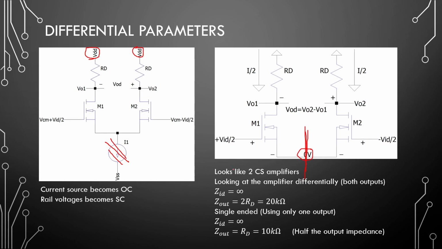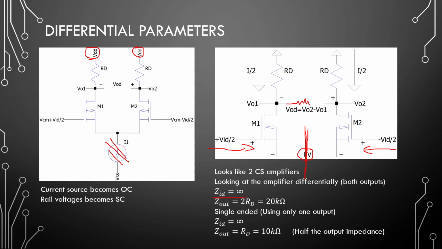Okay, before we go to the rest of the analysis, if we look into this side of the circuit, our input impedance is infinite. If we look into this side, our input impedance is infinite. So that means when we are looking in both inputs at the same time, we have double infinite. So our differential input impedance is infinite by definition for our MOS amplifiers.